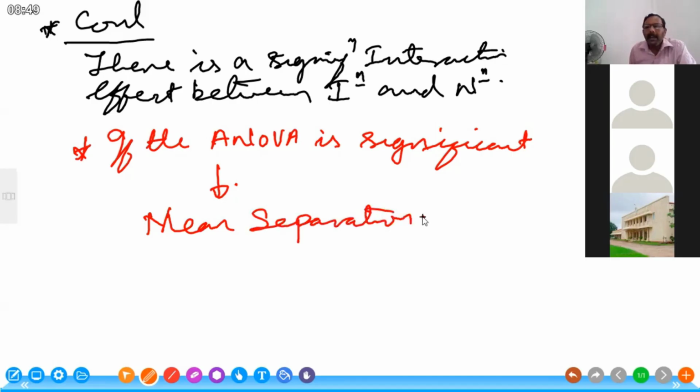Have you all done a little theory on mean separation?